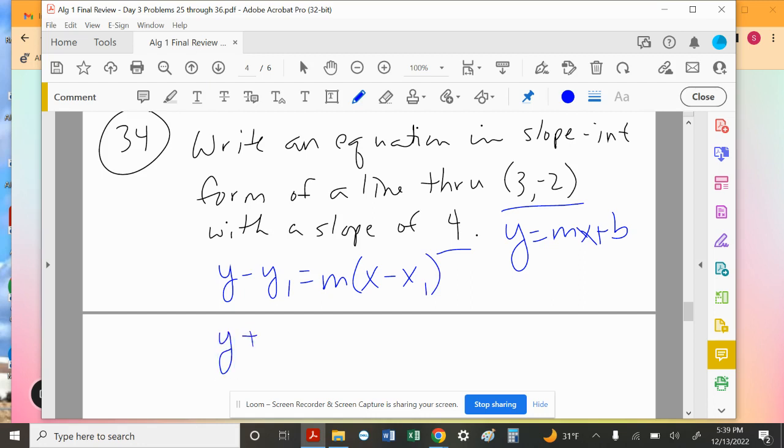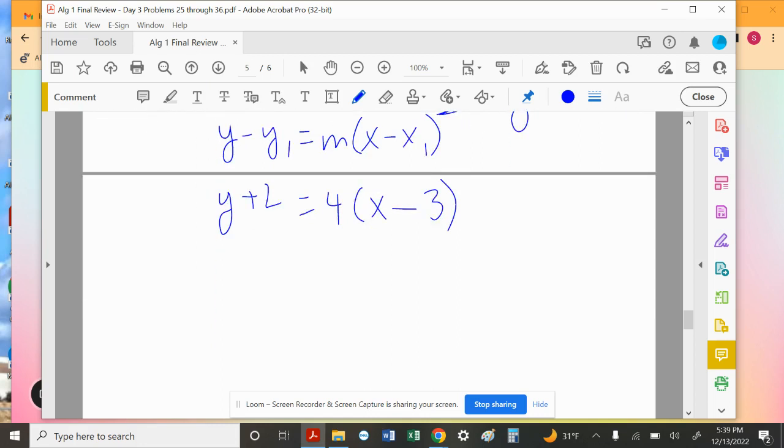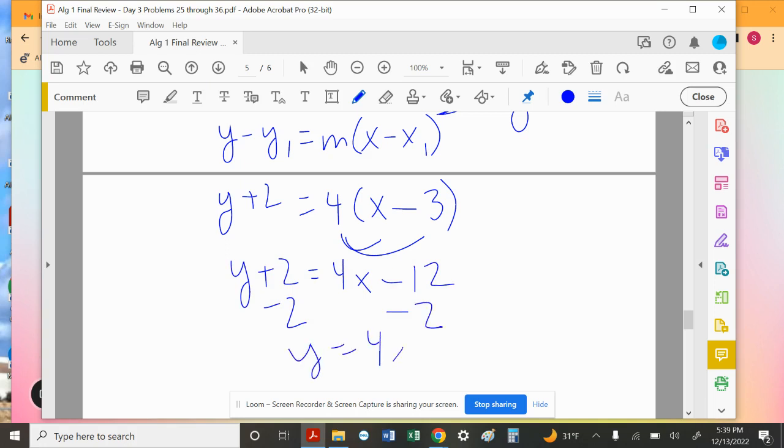So y plus 2, because y1 is negative 2, equals 4, because the slope is 4, times x minus, and this time we just leave it as 3. Our next step then would be to distribute. So we have y plus 2 equals 4x minus 12. Solve for y. Y equals 4x minus 14.